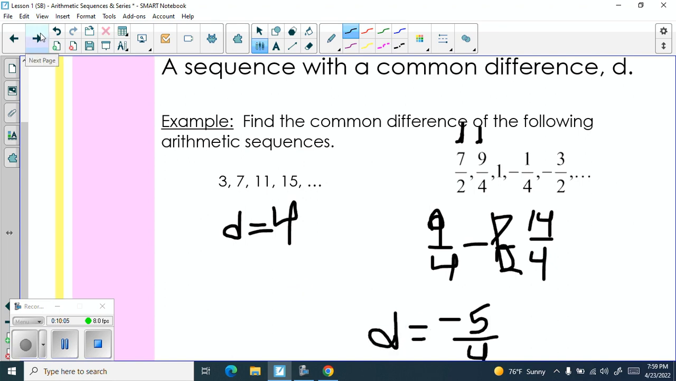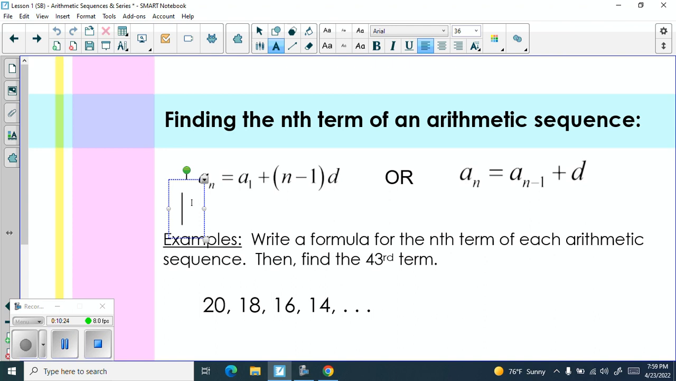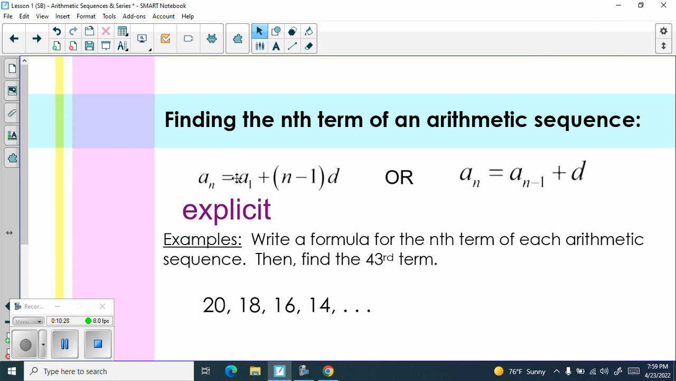That's my d value. So to find the nth term of an arithmetic sequence, we have two formulas, and these are given to you on the formula sheet. If you're taking the SOL test, or a test involving this, you would have these. Our first is our explicit formula. I'm going to type that word out for you, explicit. For this one, you only need to know your first term and your common difference and what term you're trying to get.